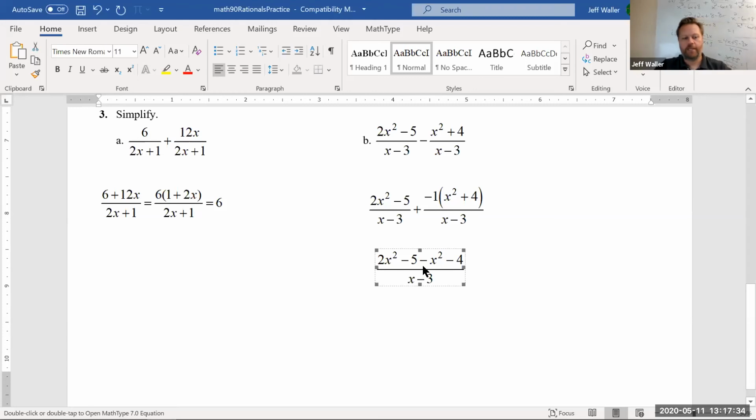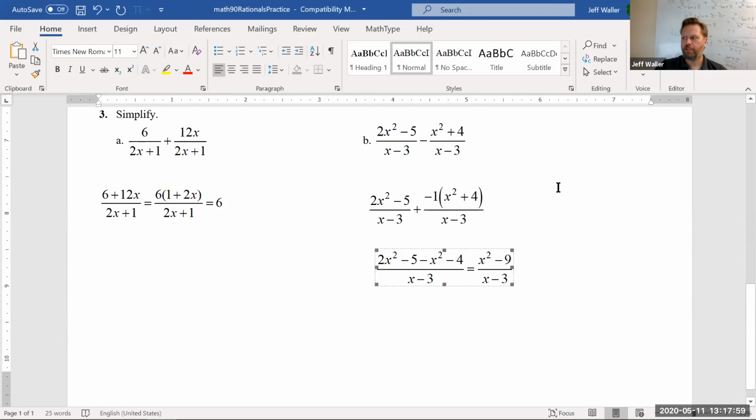So let me catch up to you guys. So if you do this, on the top you get, there, okay. Does that look right? Right, just combining all your like terms.